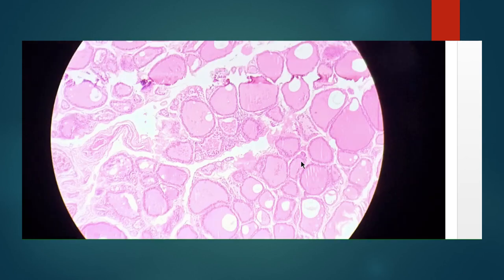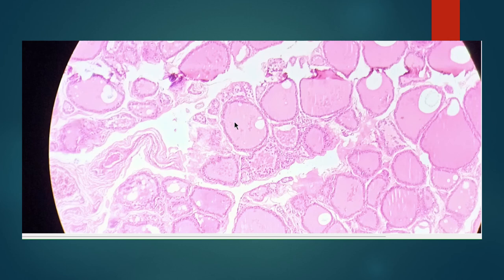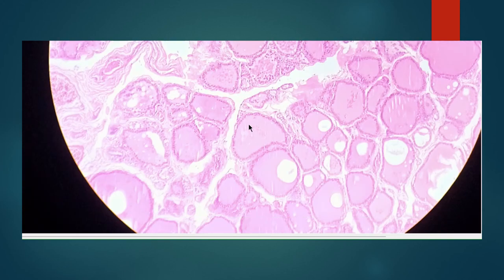Now we have moved to another endocrine gland. This is your thyroid gland. How to identify the thyroid gland? Peripherally, you can see the follicular cells. These are the thyroid follicles, and the follicles consist of follicular cells which are cuboidal in shape, and centrally you can identify the colloid. If the colloid is more, the gland is in an inactive state. If the colloid is less, it is in an active state.